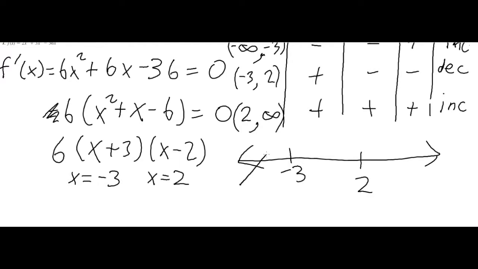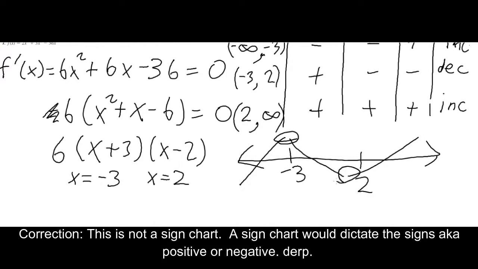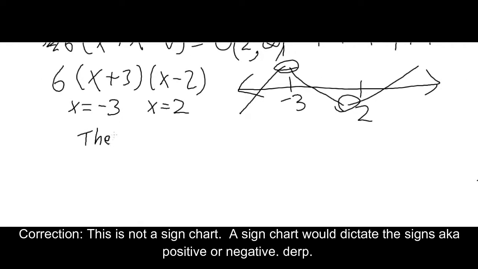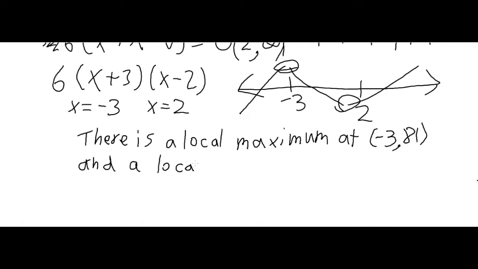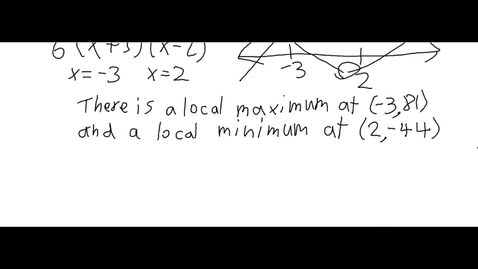If we make a sign chart right here, which is basically a way to visualize things very roughly, we could see that there's a local maximum at negative 3 and a local minimum at 2. Therefore, we write down there's a local maximum at negative 3. We plug negative 3 back into the original equation and get 81. And there's a local minimum at 2. Plug that into the calculator, and we get, should be negative 44, right?